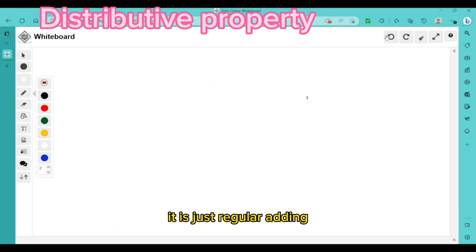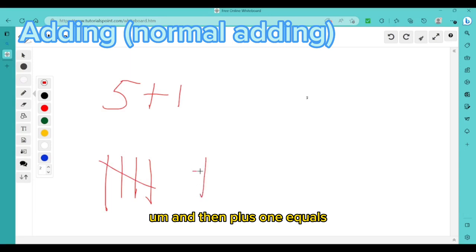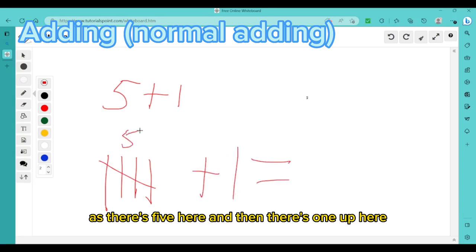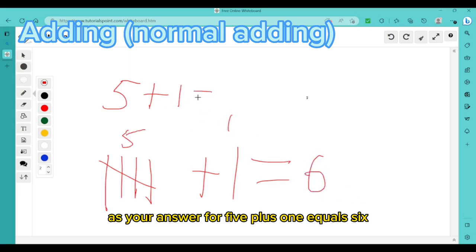Now, let's do our easiest one on here. It is just regular adding. So, 5 plus 1. So, 5 people here, and then plus 1 equals, and there's 5 here, and then there's 1 up here. It equals 6, as your answer for 5 plus 1 equals 6.